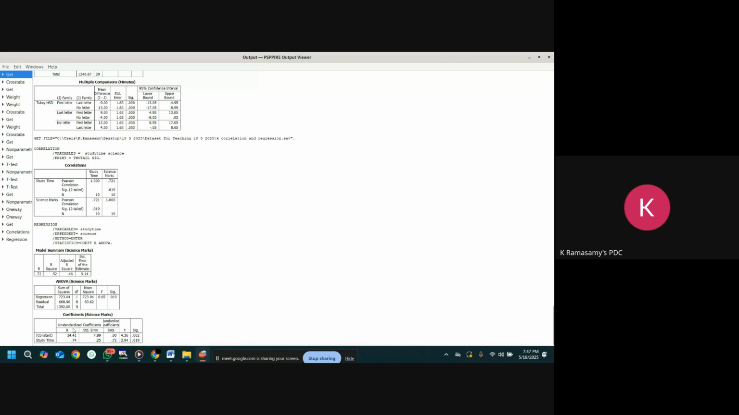And finally, you got the constant value, which is placed under unstandardized coefficient B. What is the constant value? 34.41. So whatever may be the factor, a minimum mark, a boy will get 34. What is study time? 0.74. Now I'm going to use this in the linear equation to project the marks of students.